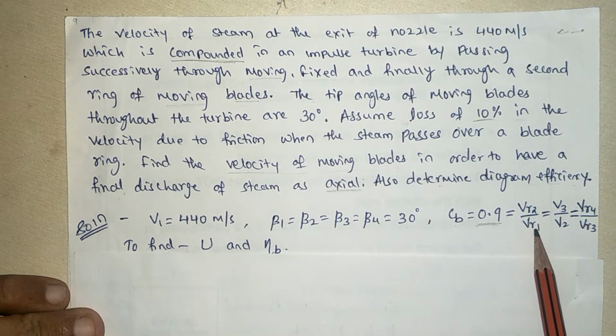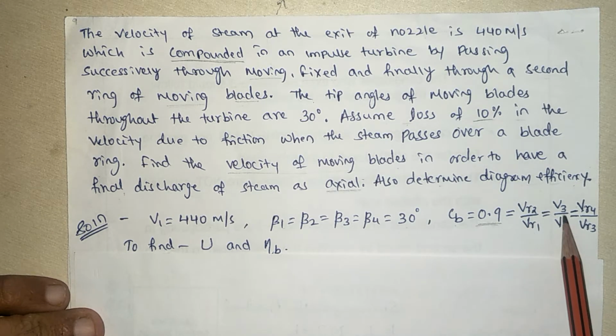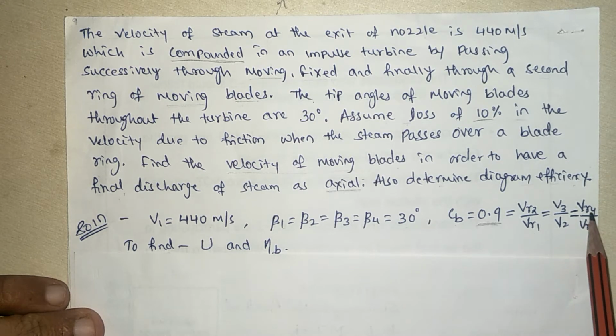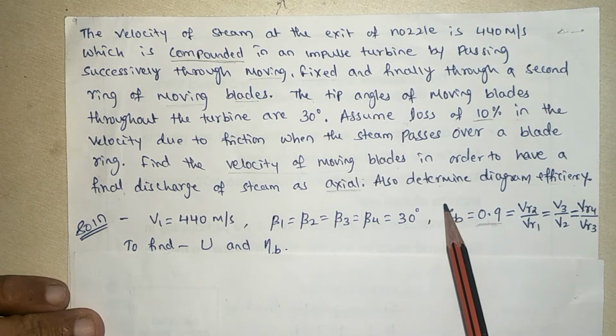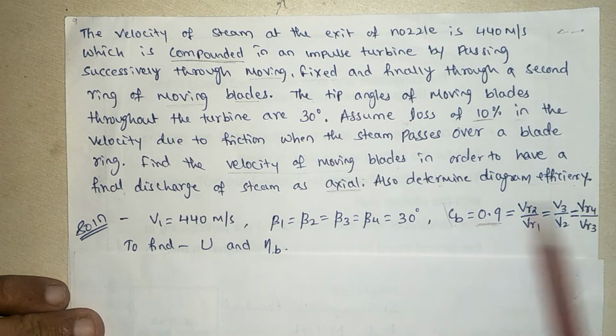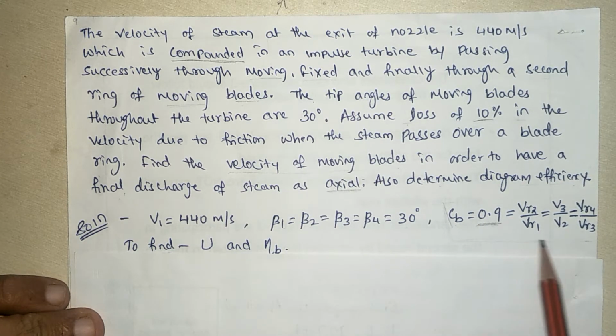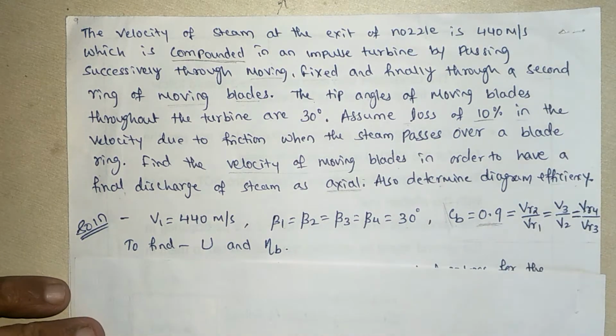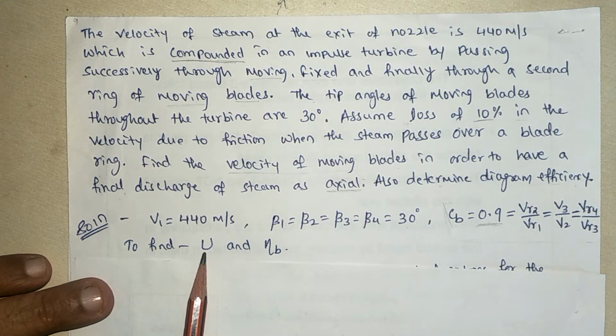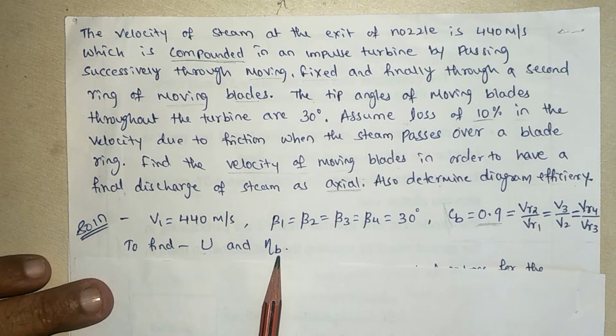CB is equal to 0.9. This is equal to VR2 by VR1. So this is equal to V3 by V2, and this is equal to VR4 by VR3. This is a very important relation that we are going to use to solve this problem. Okay, so here we need to calculate the value of U, along with the diagram efficiency.